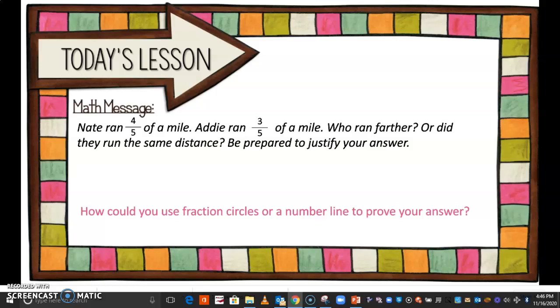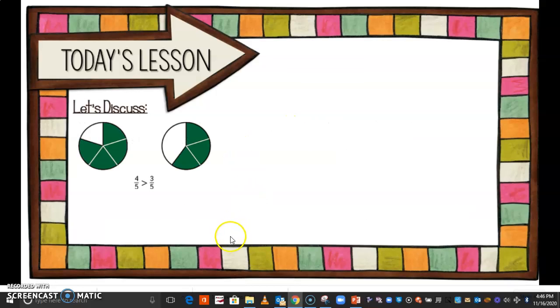And we talked about how can you justify your answer? Well, that would be one of two ways. You could show a fraction circle compared to another fraction circle, or you could show it on the number line. Okay, so let's see what those might look like. If you chose to do the fraction circles, you can see how the circle on the left has 4 out of the 5 pieces covering it, versus the one on the right where there's just 3 pieces covering the whole. So you can tell based on the pieces covering it that 4/5 is more than 3/5.